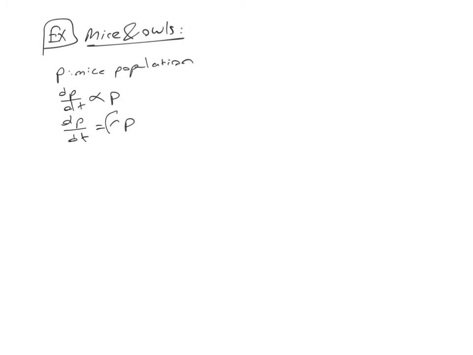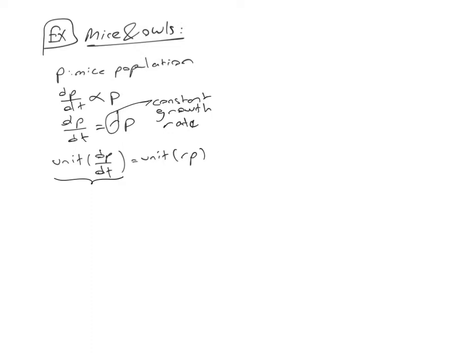By the way, r is the constant growth rate. What is the unit of r? The unit of r times P must be equal to the unit of dP/dt. So the unit of dP/dt must be equal to the unit of r times P.